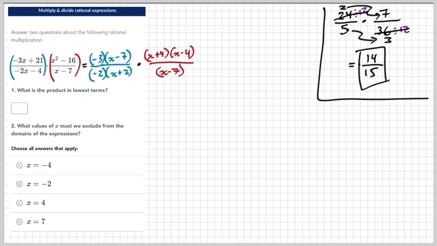Okay, I got negative 7 at the bottom. All right. Do you guys see any common factors we can cancel? x minus 7. All right, let's get it.